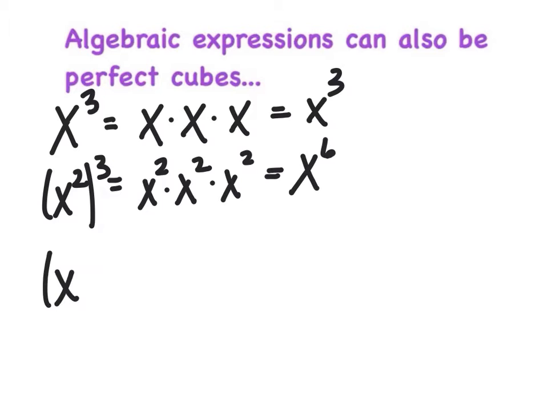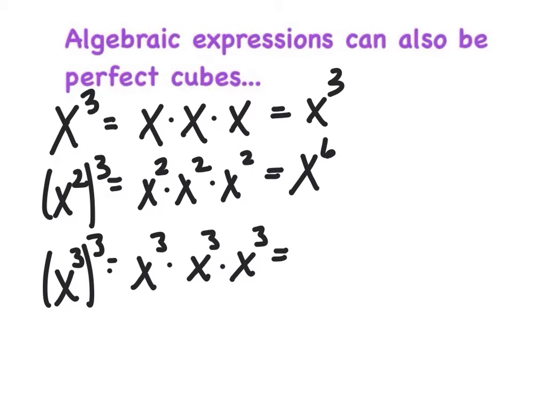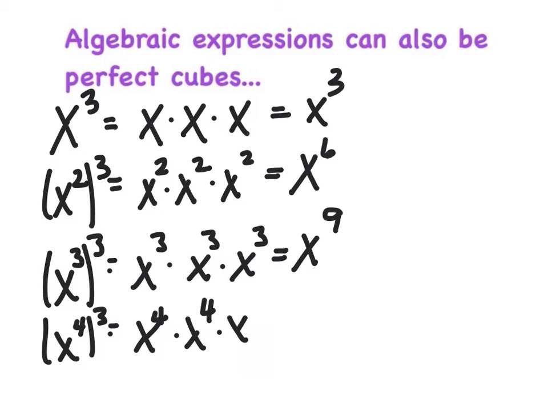I could say x cubed, cubed, which is really x cubed times x cubed times x cubed. So again, I'm multiplying, so I'm going to add the exponents. 3 plus 3 plus 3 gets me x to the 9th. And we'll stick one more in there, x to the 4th, cubed. So x to the 4th times x to the 4th times x to the 4th. 4 plus 4 plus 4 gets me x to the 12th.